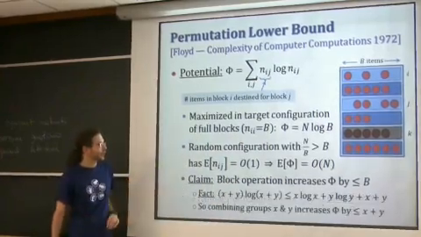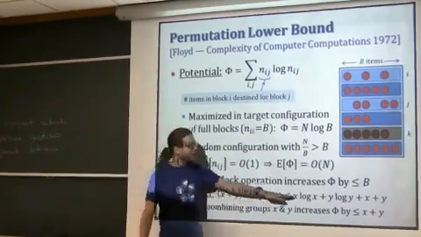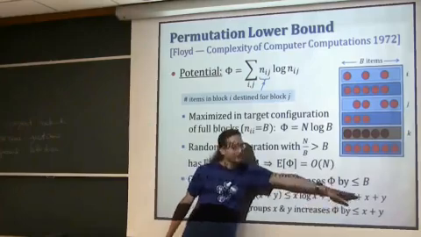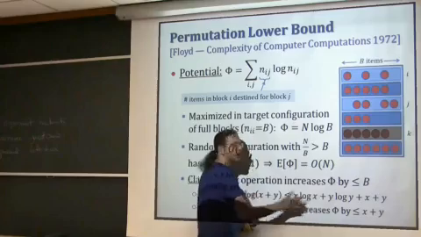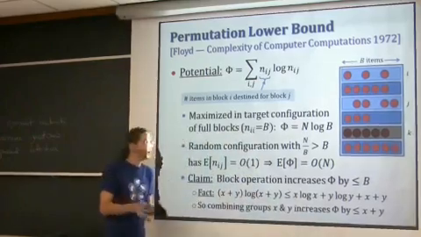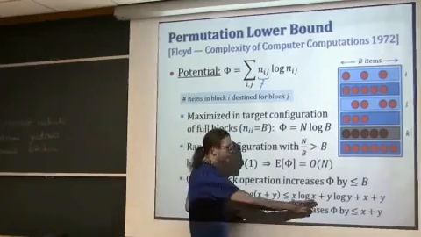I'll just sketch. The idea is this fun fact, that (x plus y) log (x plus y) is at most x log x plus y log y plus x plus y. What this means is if you have two clusters, our goal is to sort of cluster things together and make bigger groups that are in the same place or in the correct place.